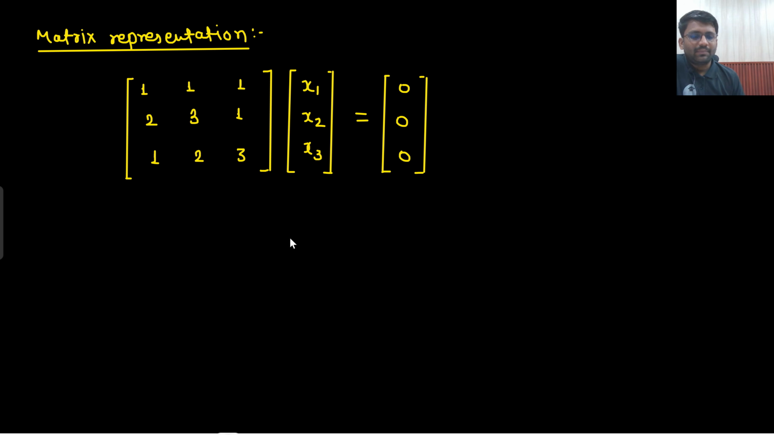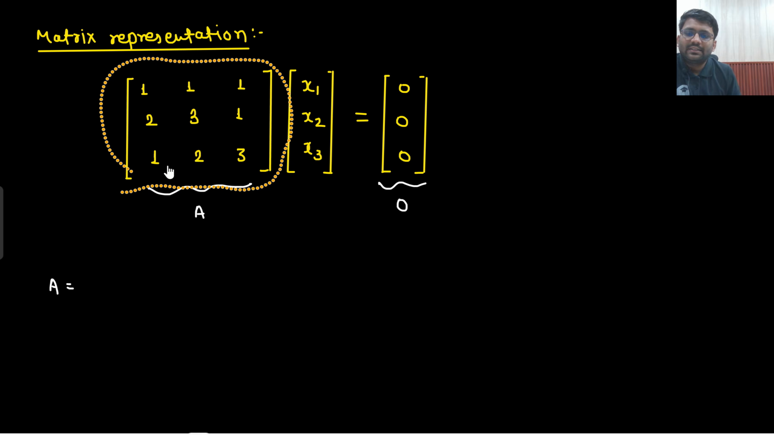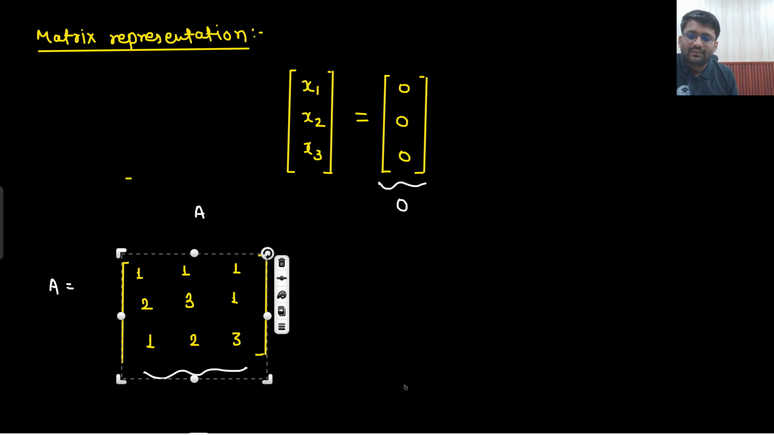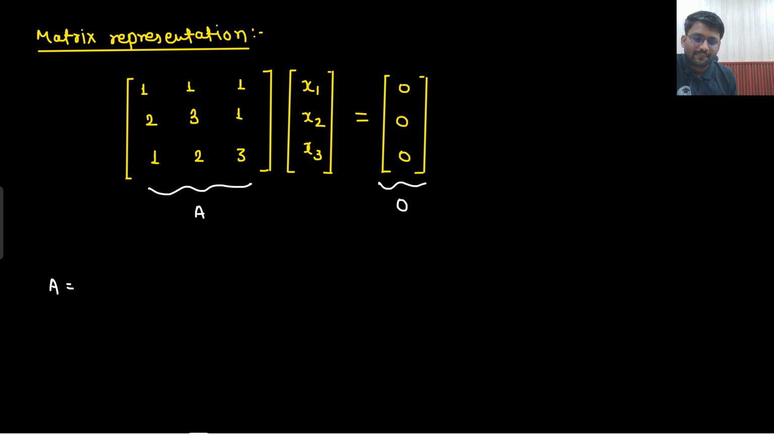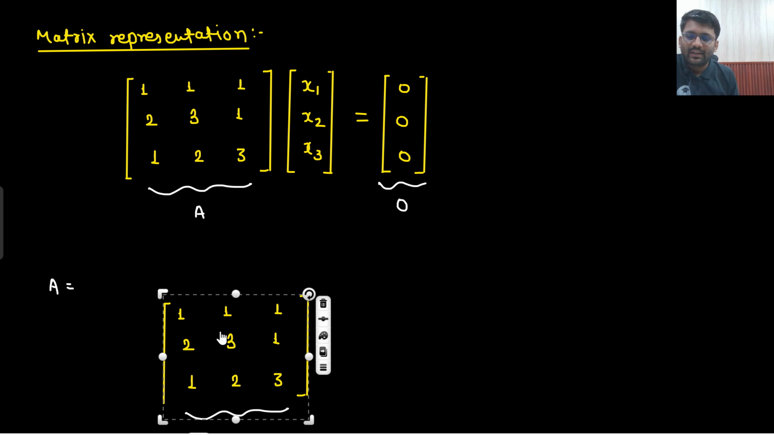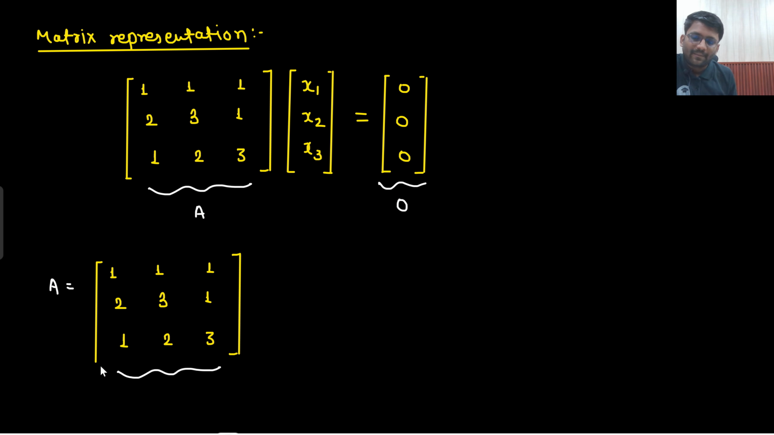Understandable? Let's make the matrix representation. This is the matrix representation we are having. This is our matrix A, and this is our matrix 0. The 0 matrix is there. So here I don't need to make a 0 matrix separately. I only need to consider matrix A, and find out the rank of this matrix A.